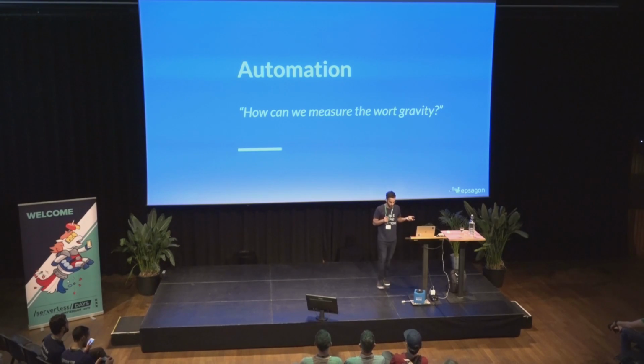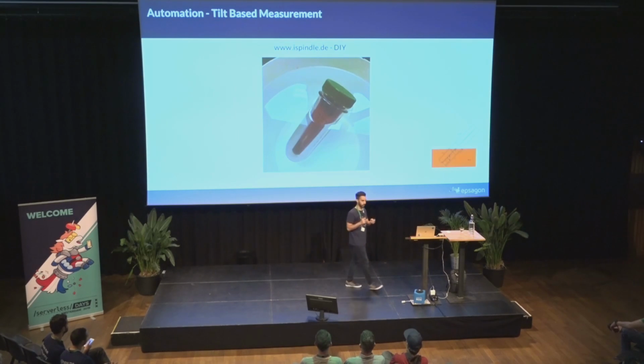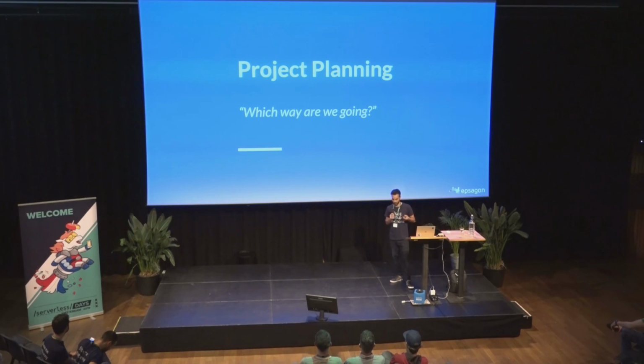So that's what got me to start thinking about a solution, and how can I automate this. We looked online and realized that there are ways of doing measurement that are tilt-based. You can just put in a cool tool which you can build yourself. It's called the Eichspindel. I see that it's also German. You can just put the tool inside, and it can send you the gravity and temperature every 2 seconds to any endpoint that you want. So I got that covered, and I started to think about how I can plan the backend.